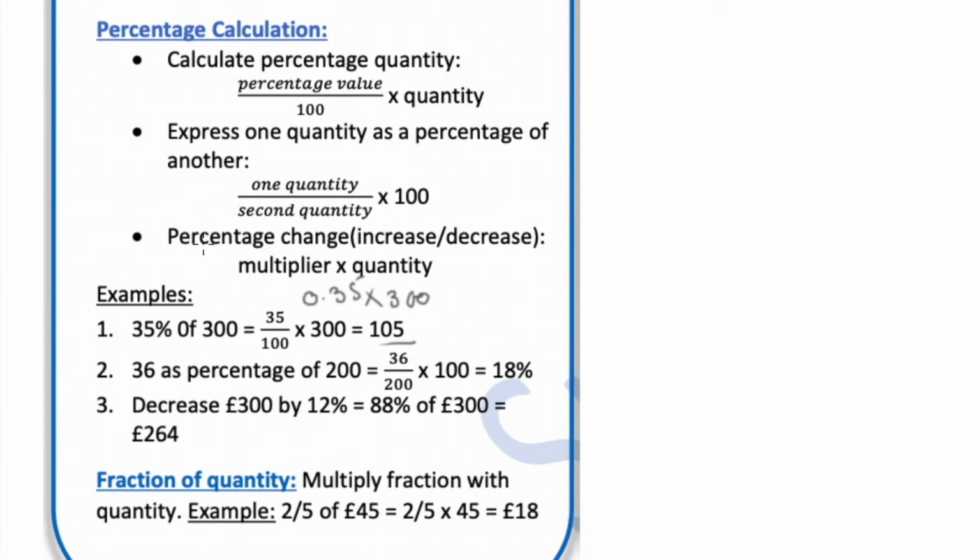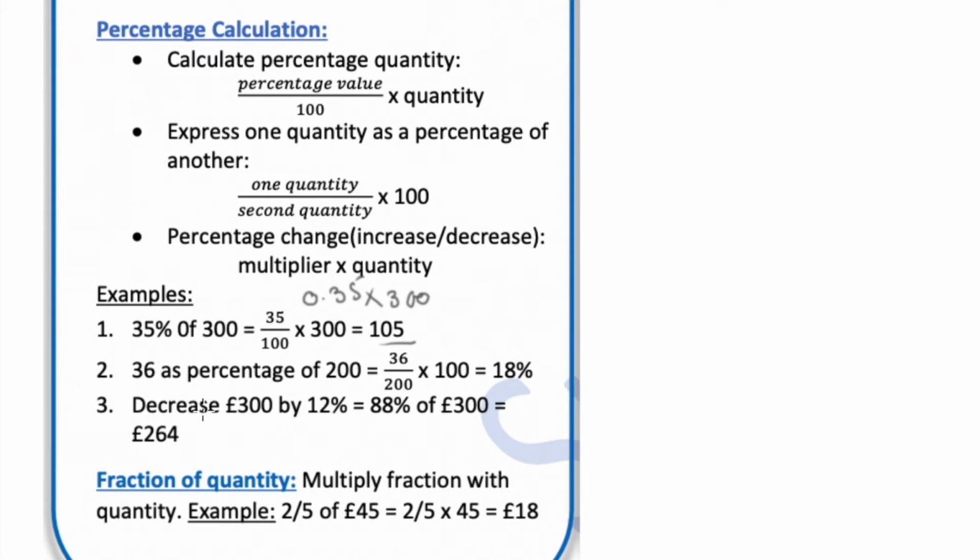The third type is you have to find the percentage change, which could be an increase or decrease. For that, you have to multiply the main quantity by the multiplier. How can you find this multiplier? Let's see in this example. You have to decrease 300 pound by 12%. If this is a decrease, it means you have to take away 12 from 100, so you will get 88. So you have to find 88% of 300 pound.